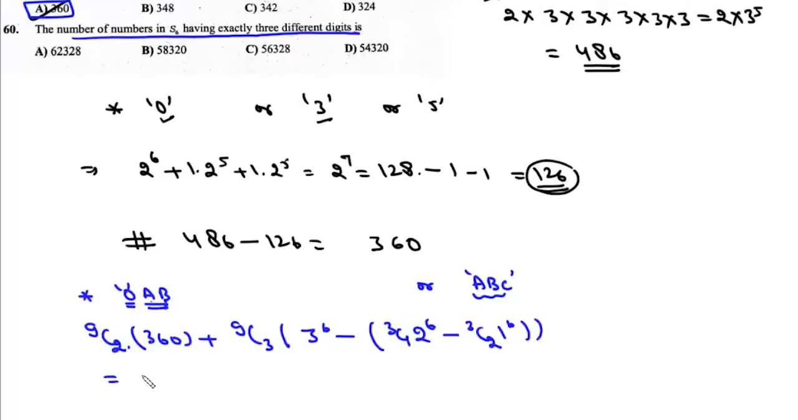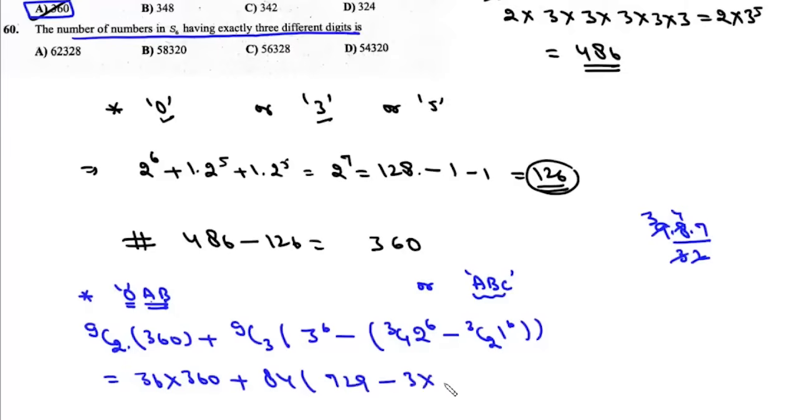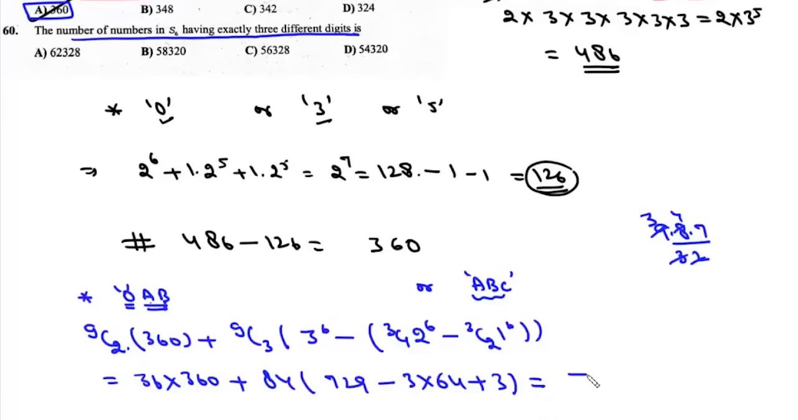So this value will be 36 into 360 plus 9C3. 9C3 is 9 into 8 into 7 over 3 into 2, so this is 3, 4, 12, 12 into 7 is 84. Now 3 to the power 6 is 729, minus 3 into 2 to the power 6, which is 64, and plus 3. And this value is equal to 58320, and that's your option B.